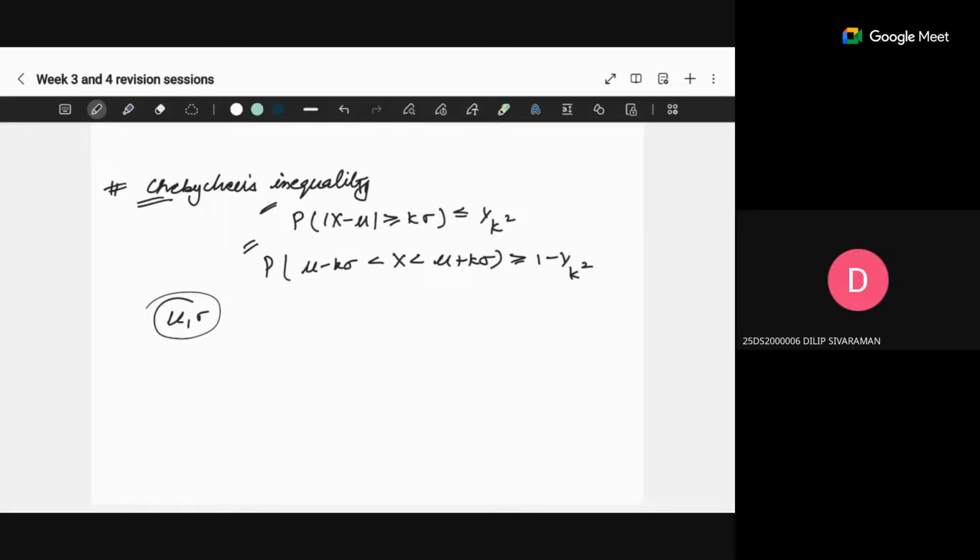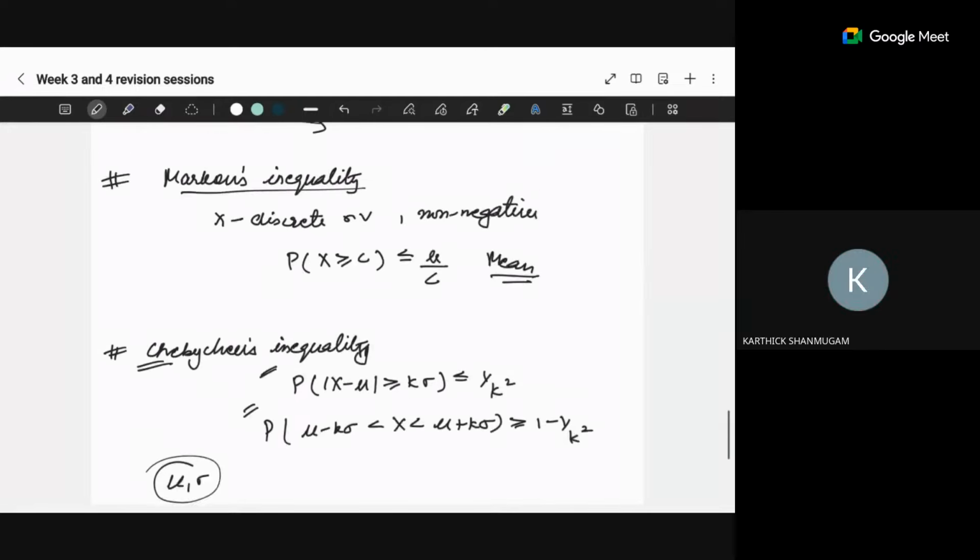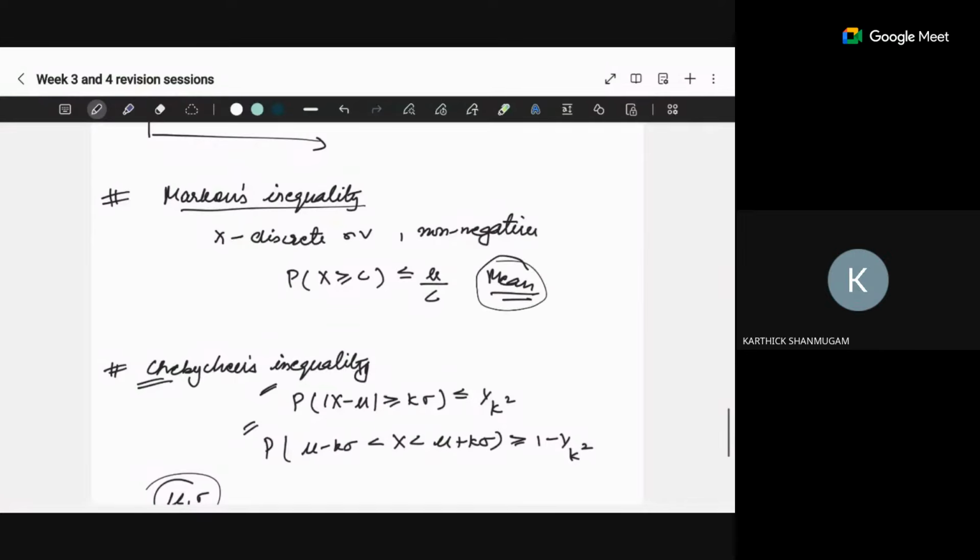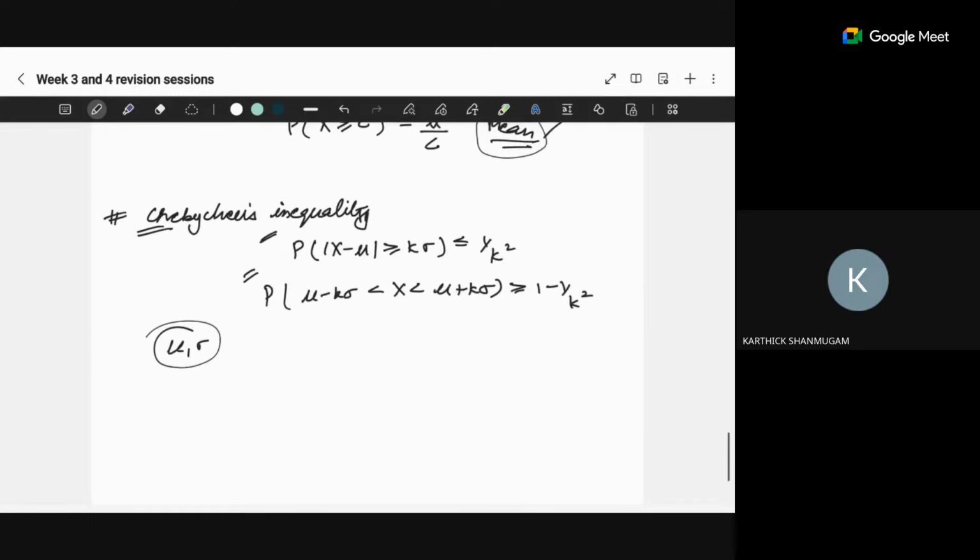Could you just repeat that once again, ma'am, if you don't mind? Yeah. Basically, if in the question they are only stating the mean, and my x is only taking non-negative values, I will go with Markov's inequality. But if in the question they are stating both of these values, mu and sigma, then I will go with Chebyshev's inequality. Fine? Is it because of higher precision or?